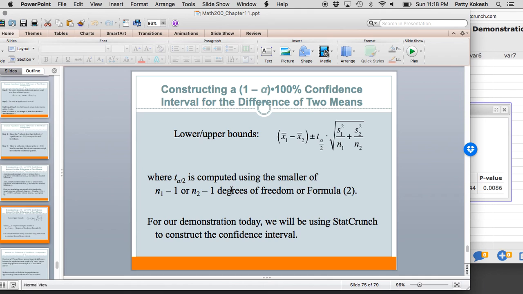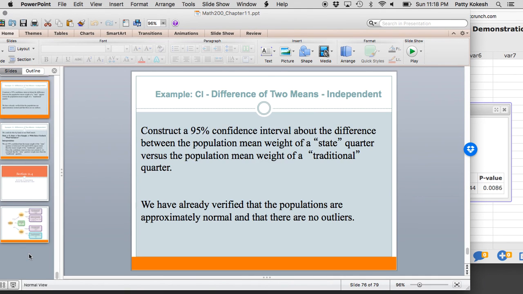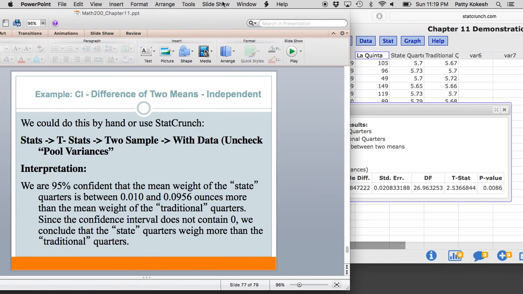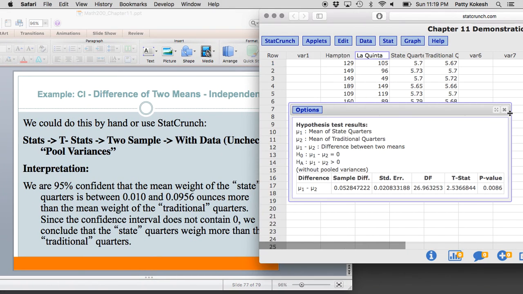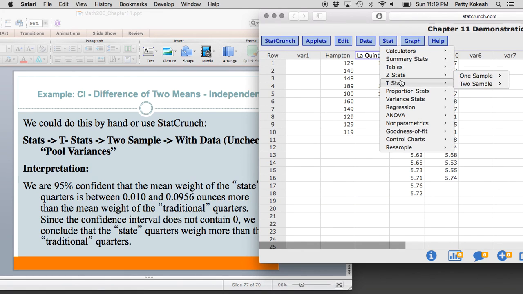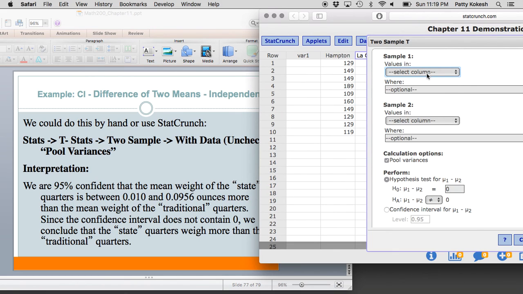And again today, just like the last one, we're going to use StatCrunch to construct our interval. So I'm going to use the exact same thing that I did before. I'm going to construct a 95% confidence interval this time. We already verified that everything was met, so I'm just going to show you how to do this. So I could just edit this if I wanted, but let me start over for you. So I'm going to do stat. I have t-stats, 2 samples with data.